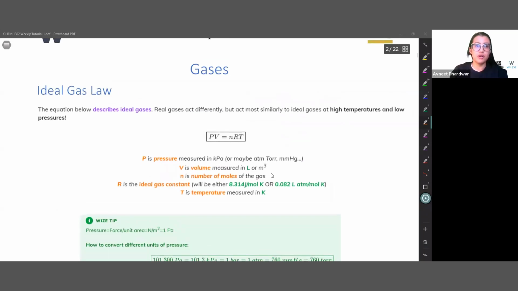Okay, so we're going to start by going over gases. And the first thing that we'll touch on is the ideal gas law. By now we've probably seen this equation a bunch. It's PV is equal to nRT.